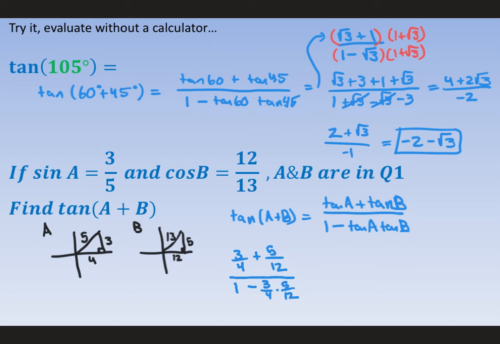If you want, you can go ahead and multiply this bottom right piece over here real quick. That'll make it a little easier to figure this out in a second. So you have 3 over 4 plus 5 over 12, over 1 minus 15 over 48. I do encourage you to do this little mini step right here. It isn't necessary, but it does help.